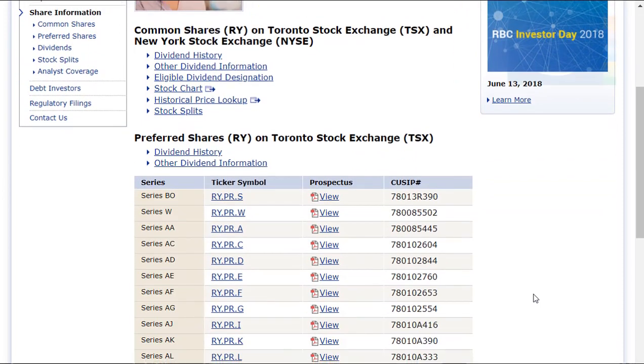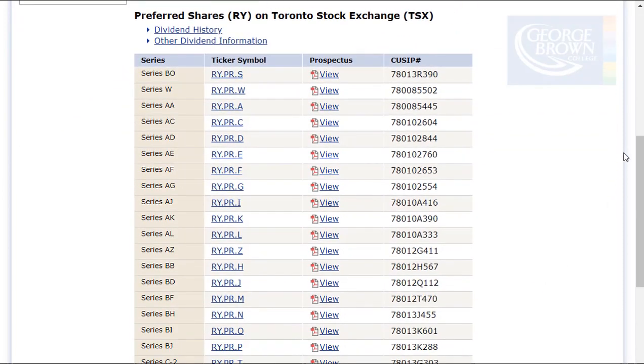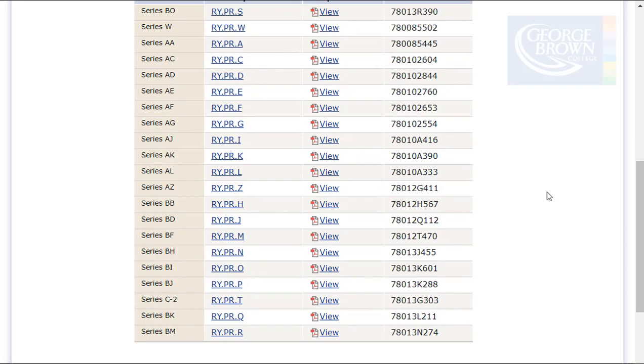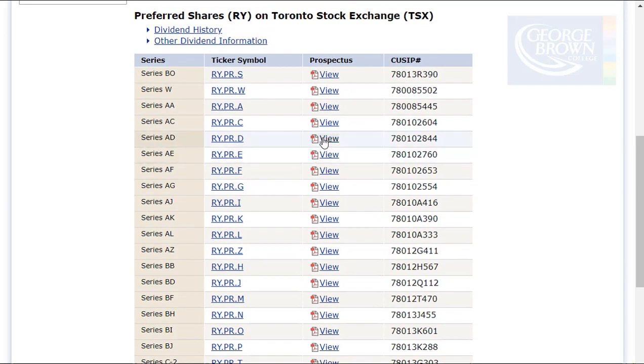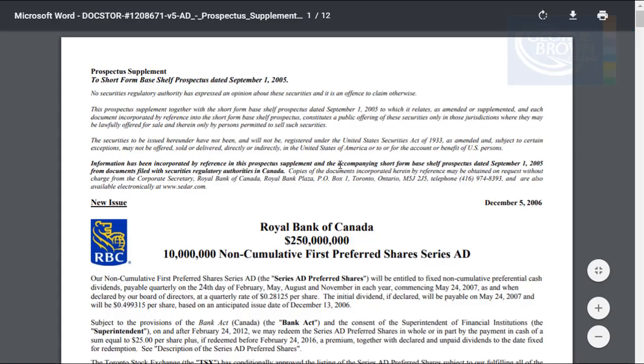But because we're talking about preferred shares, if I scroll here, you can see that Royal Bank of Canada has issued preferred shares, and they trade on the Toronto Stock Exchange. So here's all the different series, and there's the ticker symbols, and you can see there's a number of different prospectuses, okay? So if I just click on one randomly, ry.pr.d, so this is series AD, and I click on the prospectus, let's see what we find.